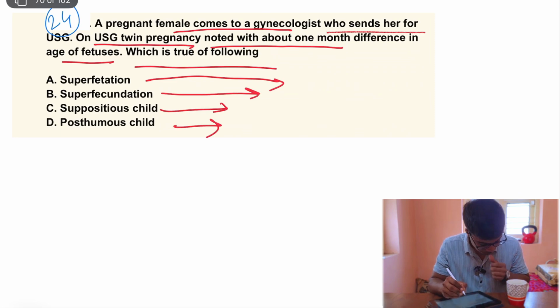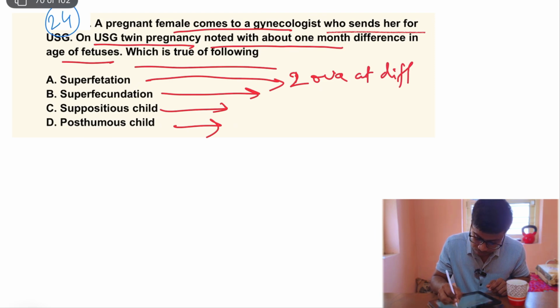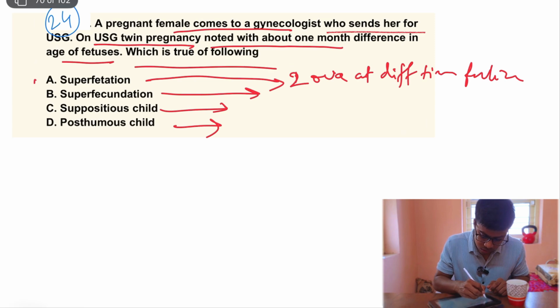So in fetation, there is a difference. It's 2 ova fertilized at different times. So this is the answer for sure. Fecundation is at the same time, 2 ova.